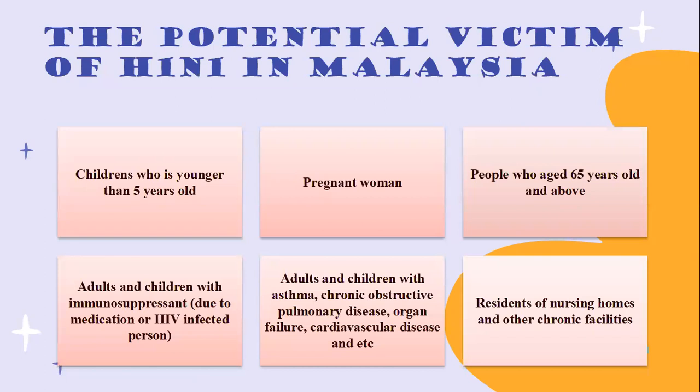So the potential victims of H1N1 in Malaysia are children younger than 5 years old, pregnant women, people aged 65 years old and above, adults and children with immunosuppression due to medication or HIV infection, adults and children with asthma, chronic obstructive pulmonary disease, organ failure, cardiovascular disease, and so on. And finally, residents of nursing homes and other chronic care facilities.